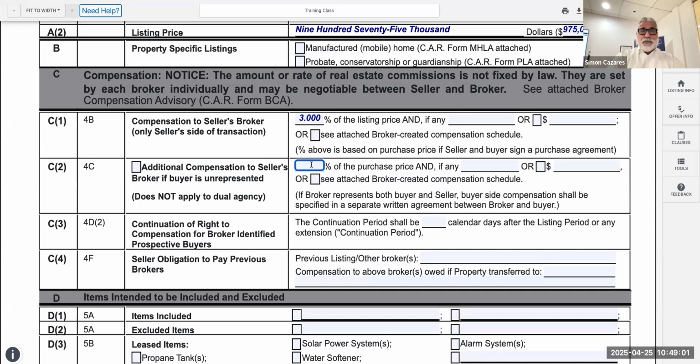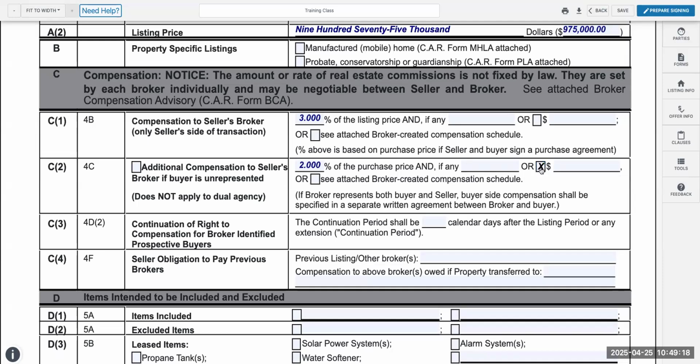So here, you're going to put whatever you feel you're worth. If it's 1%, 2%, 3%, that's your discretion. And again, on here is if you want to charge a flat fee. Okay. Any questions on 4C?